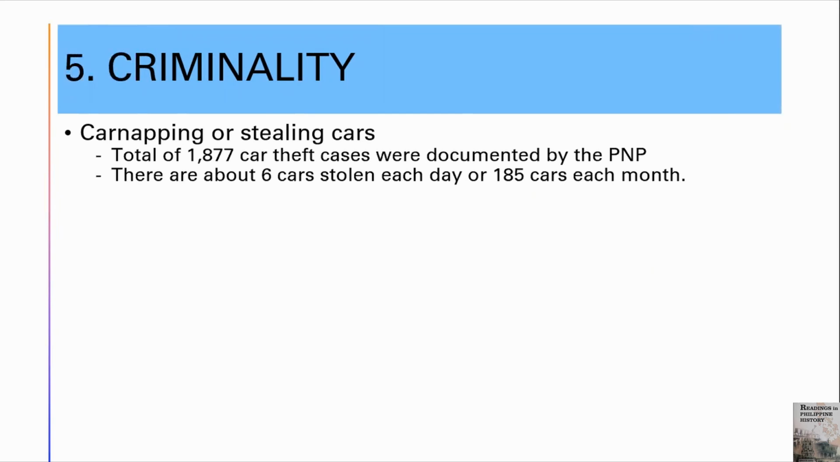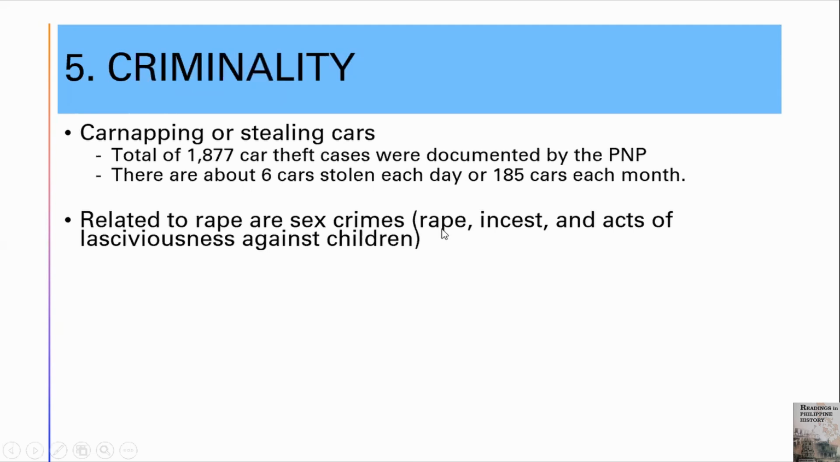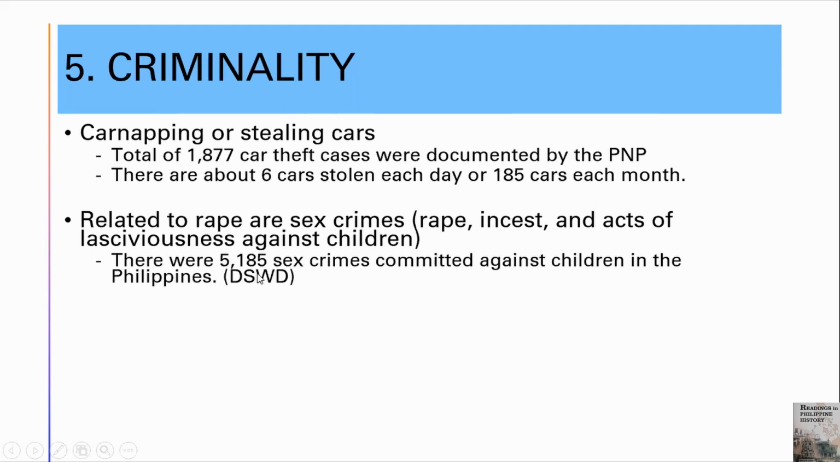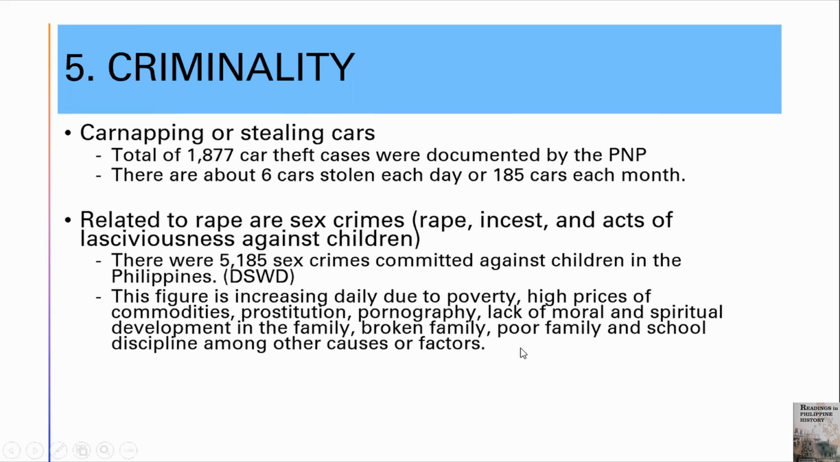Related to rape or sex crimes: rape, incest, and acts of lasciviousness against children. There were 5,185 sex crimes committed against children in the Philippines. This figure is increasing daily due to poverty, high prices of commodities, prostitution, pornography, lack of moral and spiritual development in the family, broken family, poor family and school discipline, among other causes or factors.